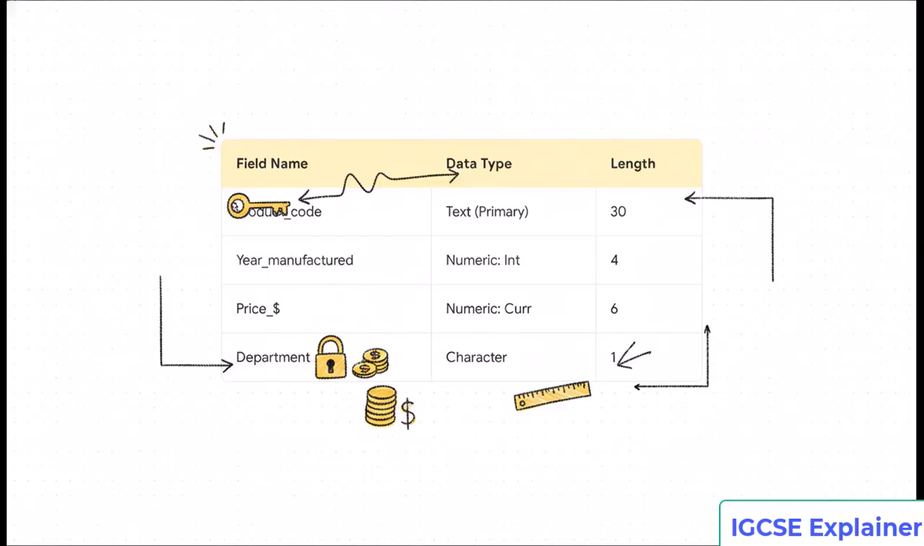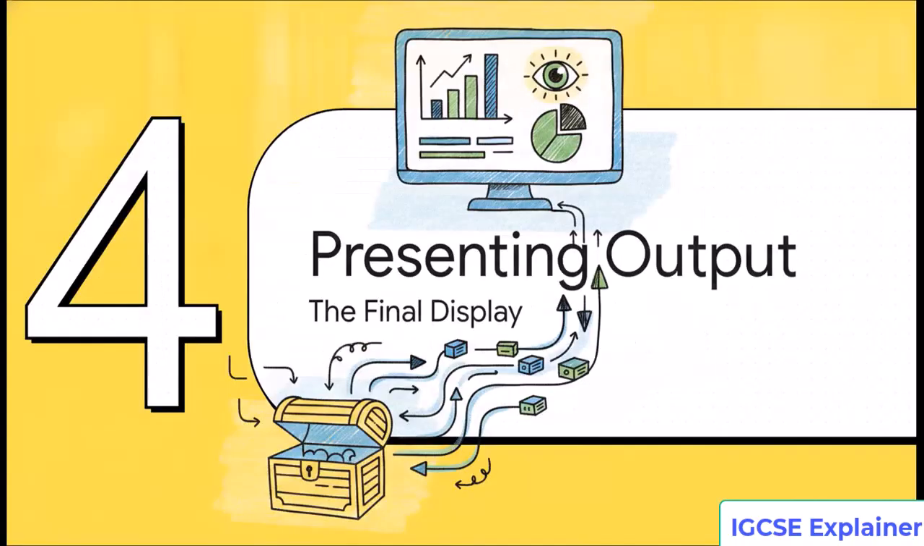When we blueprint a real commercial product inventory, you can see these rules acting in perfect harmony. The product code is clearly marked as our vital primary key to identify the item. The price field is strictly locked as numeric, specifically currency, so we can calculate totals later. And notice the field length limits. The year of manufacture is restricted to exactly 4 characters to save storage space and proactively prevent invalid entries.